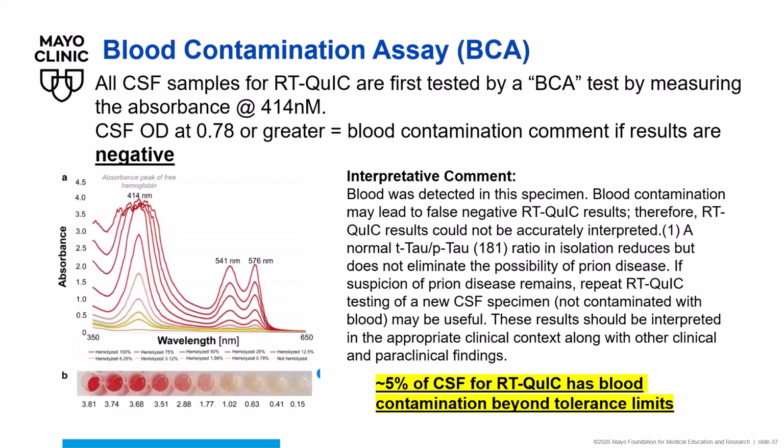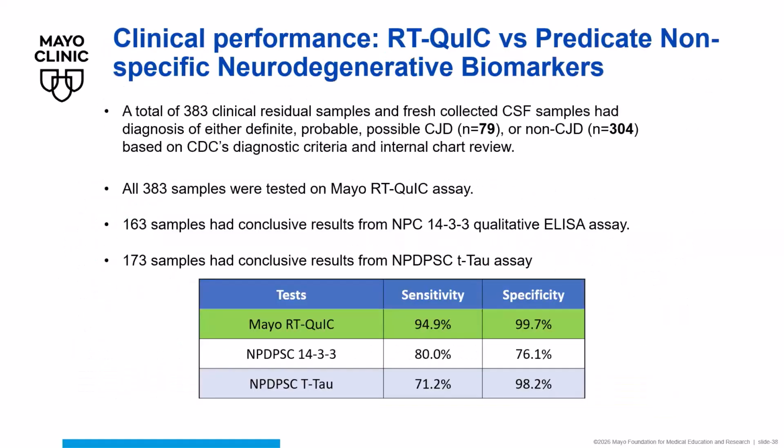If the sample has an OD above that limit and it's negative, we report that we detected blood. We don't issue a result, because that could be due to a false positive. If the sample is positive in the presence of blood, we would report like normally, because blood is a negative interference; it does not generate false positive results. About 5% of the samples that come to us have blood above our tolerance limits.